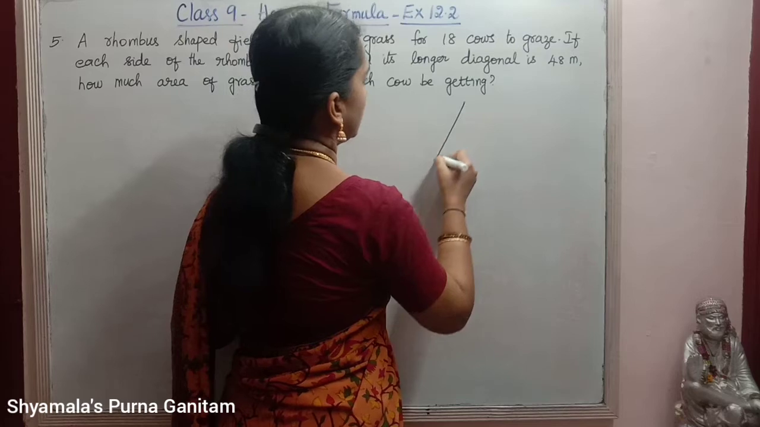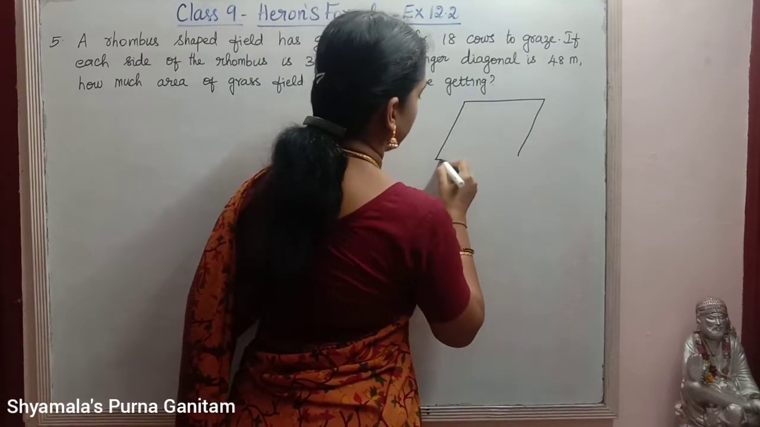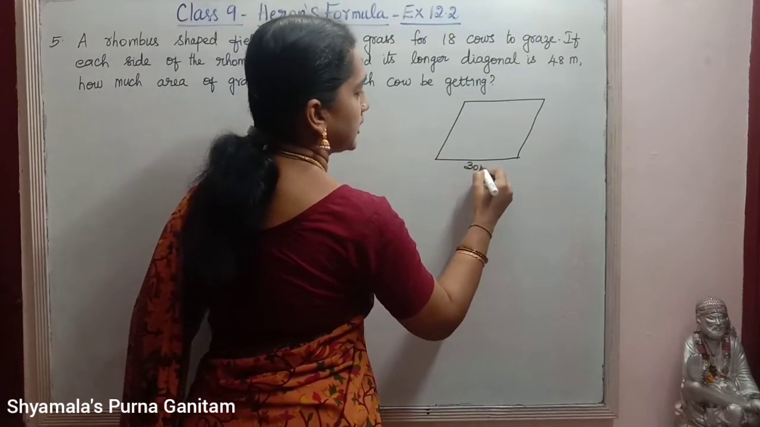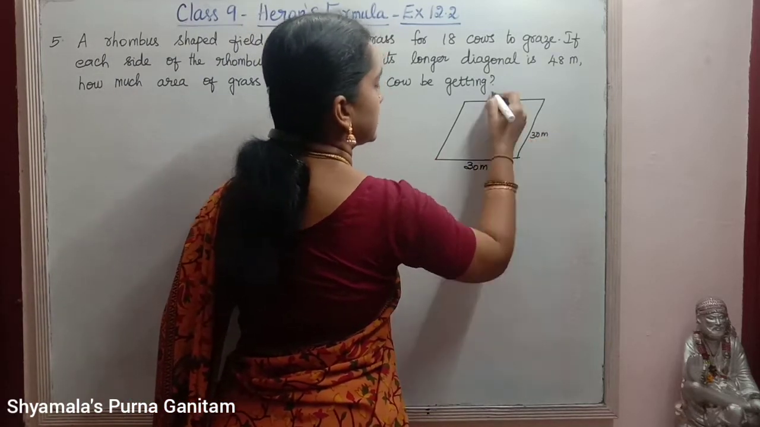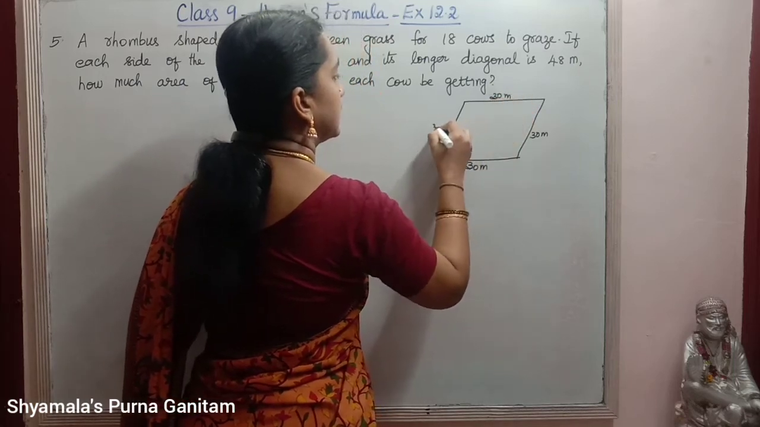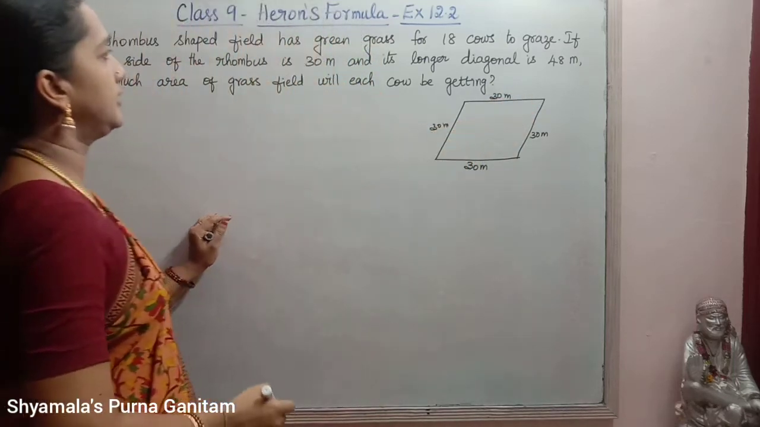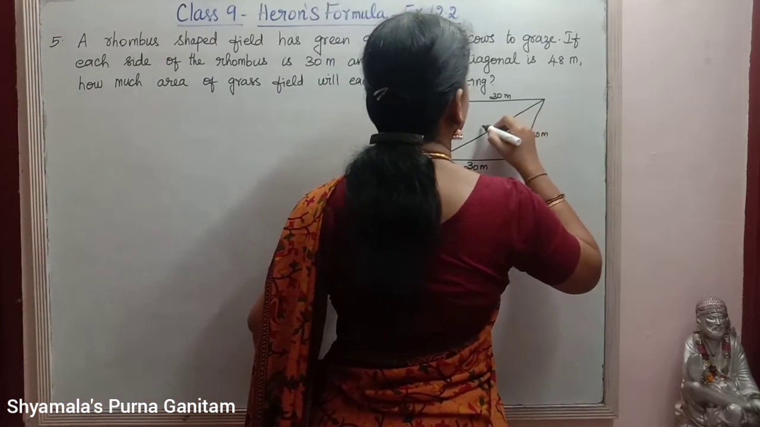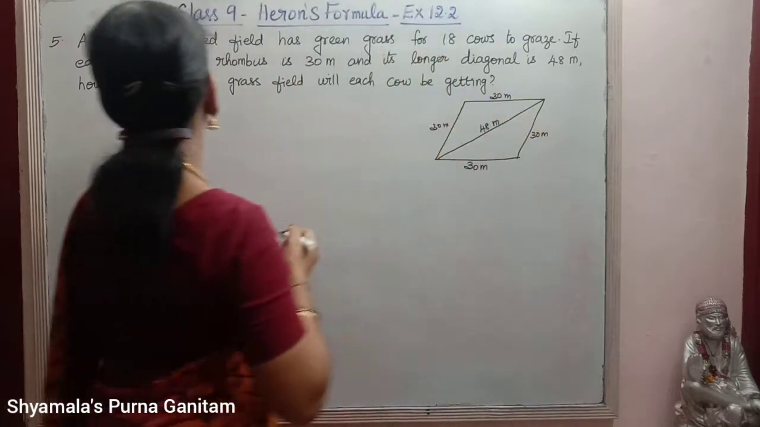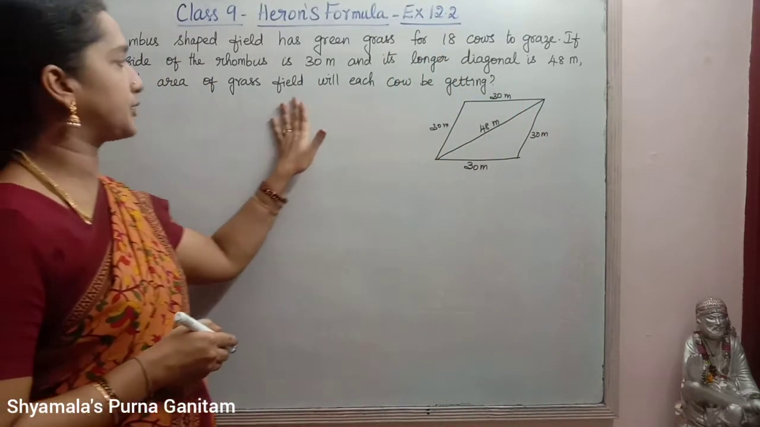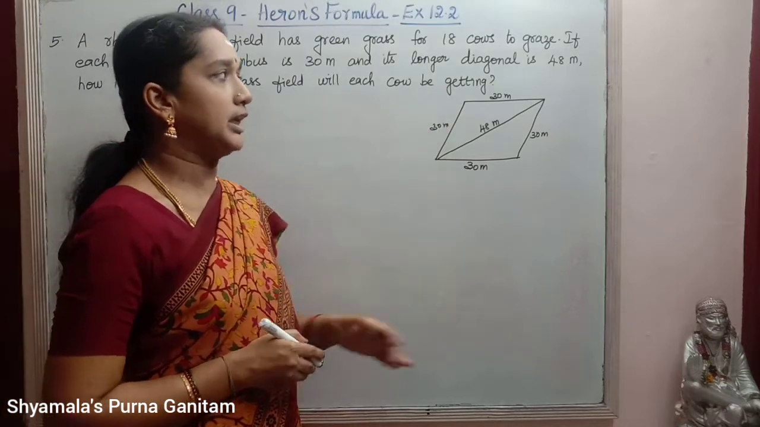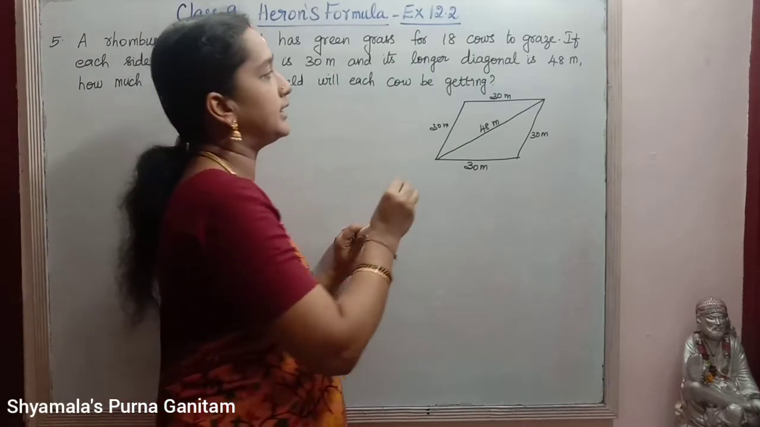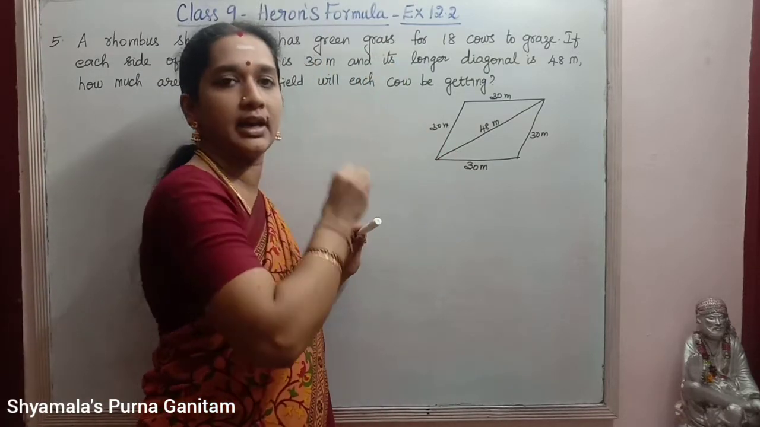So first we will draw a rhombus shaped field. The sides of the rhombus are given as 30 meter, so each side is 30 meter, and its longer diagonal is 48 meter. We are asked to find the area of the grass field each cow will be getting. This whole area is grazed by 18 cows, so we are asked to find the area grazed by one cow.